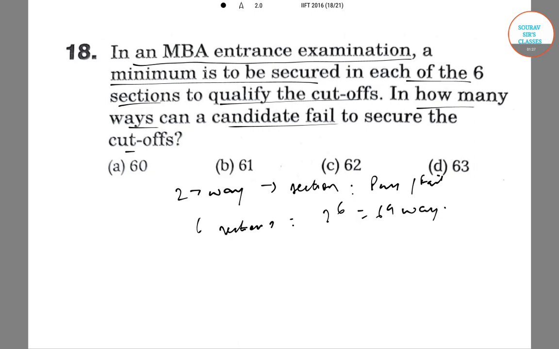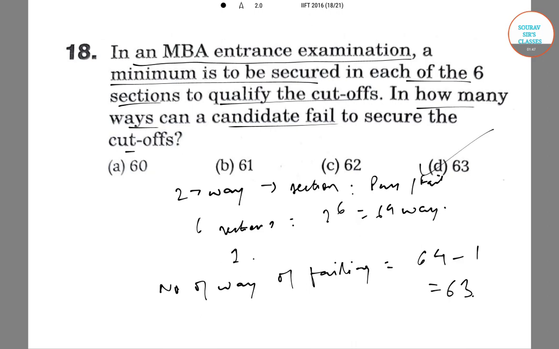Now, to secure the cutoffs, there is only one way to pass. So, the number of ways of failing is equal to 64 minus 1 is equal to 63. That is option D.